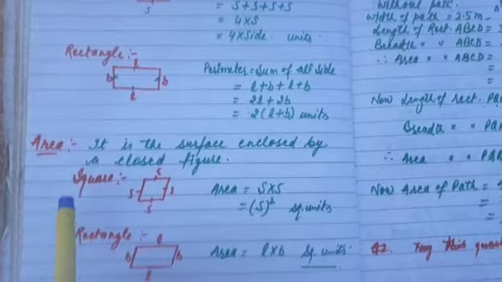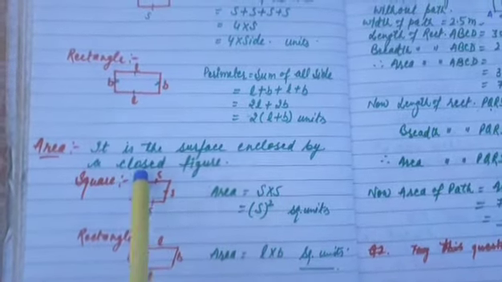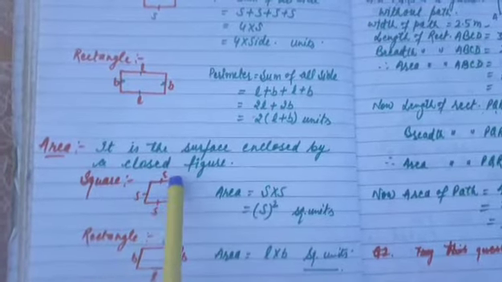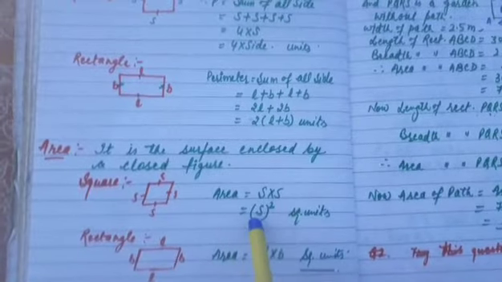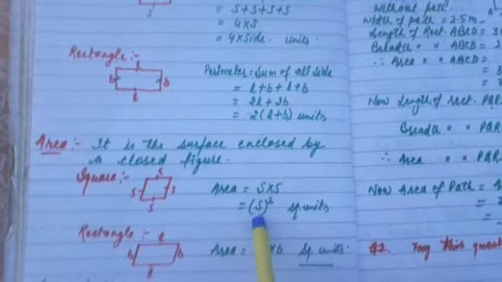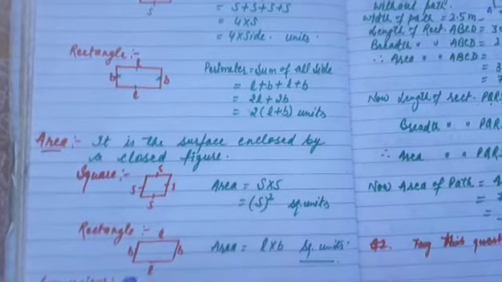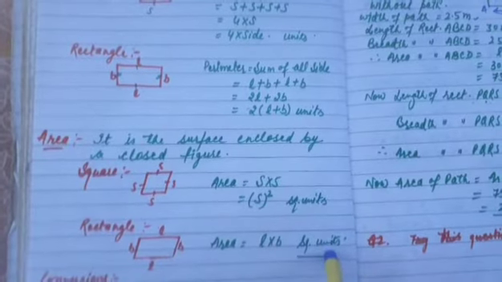Now next one is area. It is the surface enclosed by a closed figure. For example, in case of a square, it is side into side, or simply we can say side squared, in square units. Units are in square. Similarly, in case of a rectangle, length into breadth is the area of the rectangle.